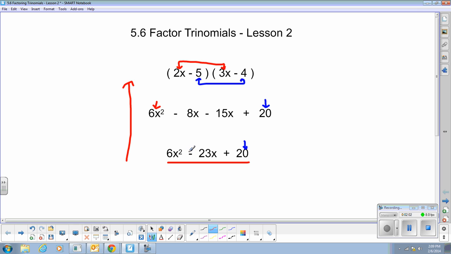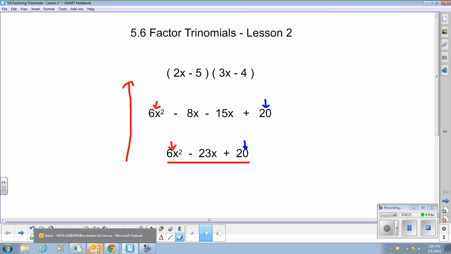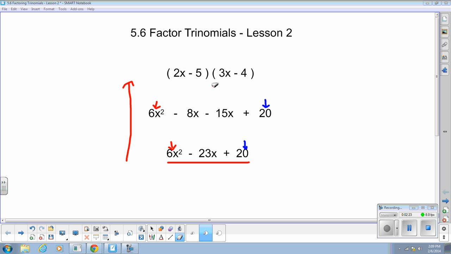So the question now becomes, I have found my first term and I found the last term. How do I figure out the middle term? Where does that come from? Okay, where does that middle term come from? Well, here's where it comes from. It comes from the other factors being multiplied. So let's take a look at that.